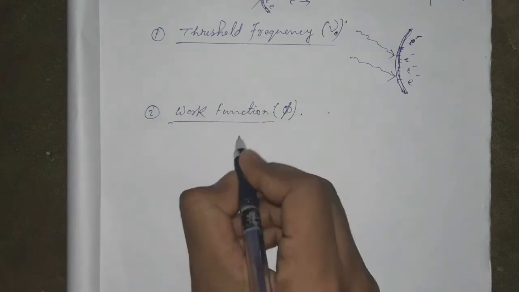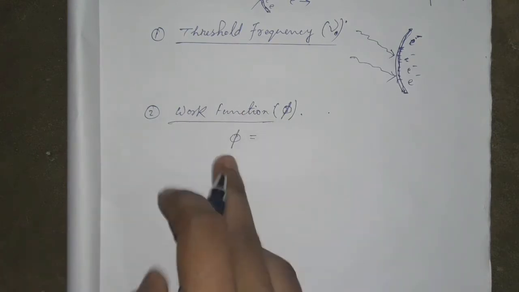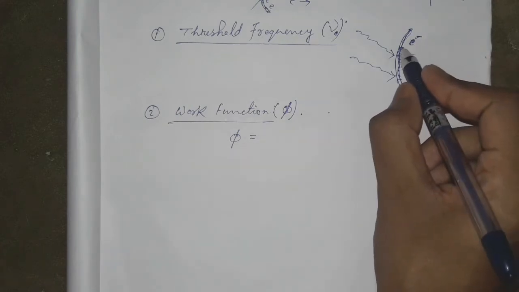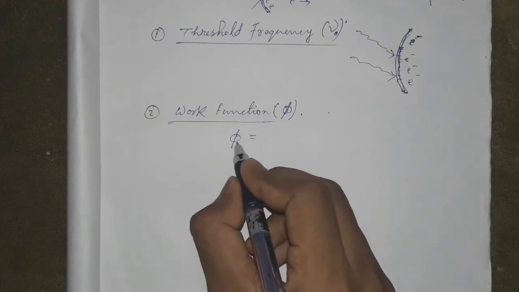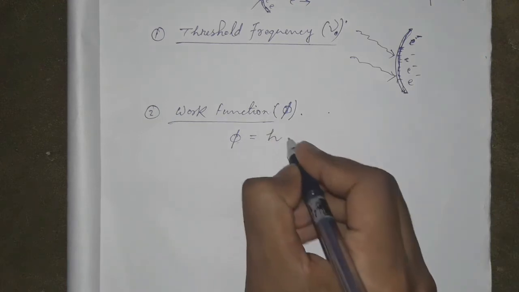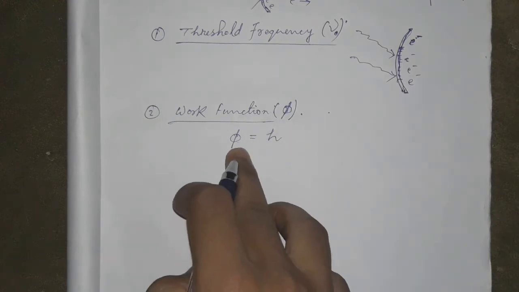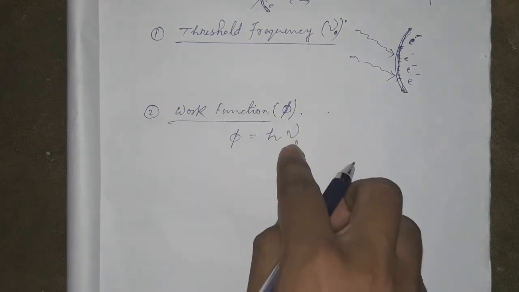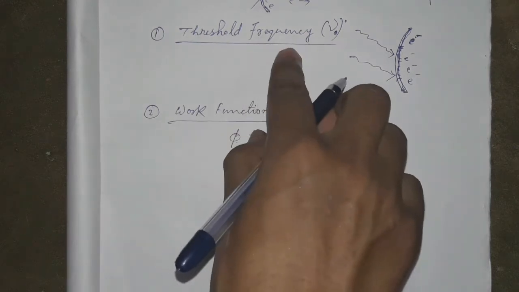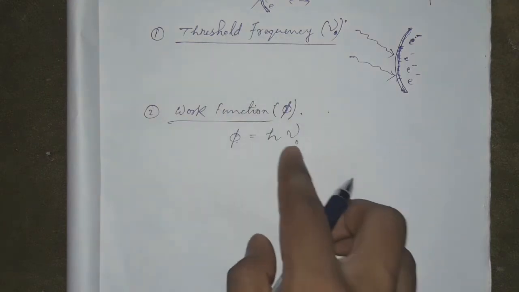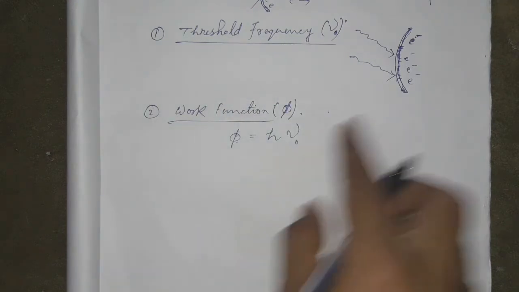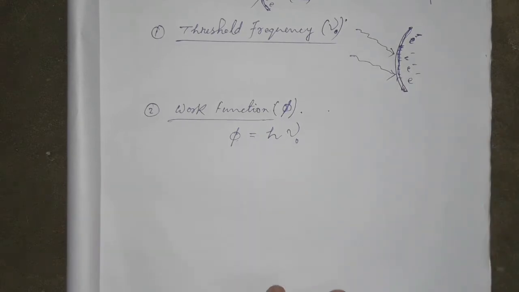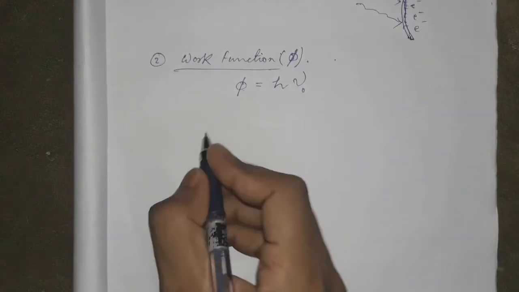The work function phi is the minimum energy required to eject one electron from the metal surface, and phi is equal to h nu naught, because nu naught is the minimum frequency of light which will be required to eject one electron from the metal surface.